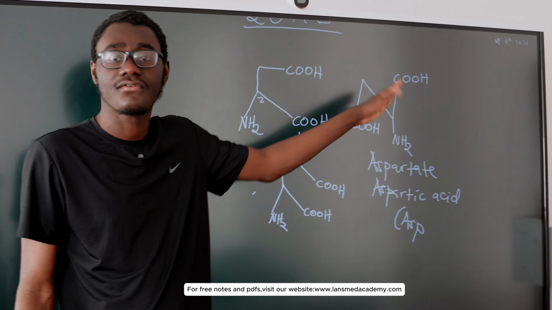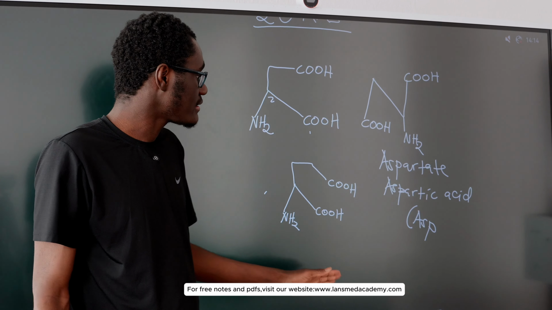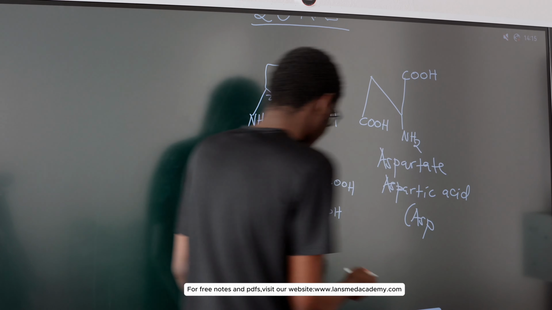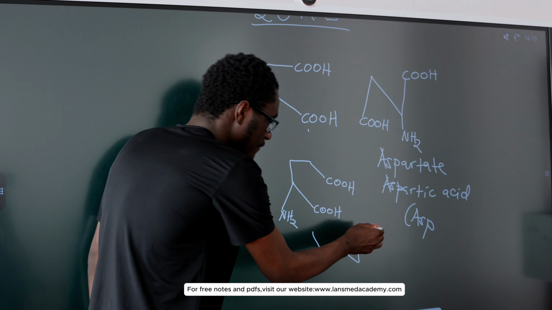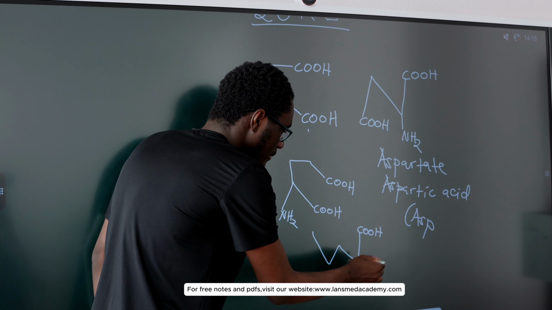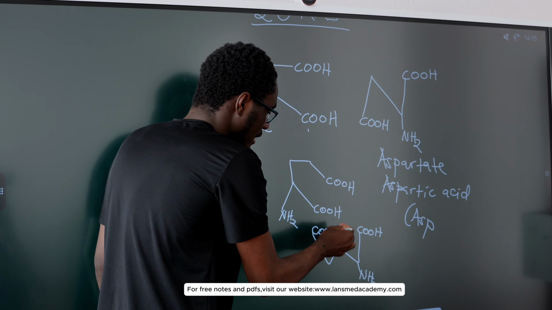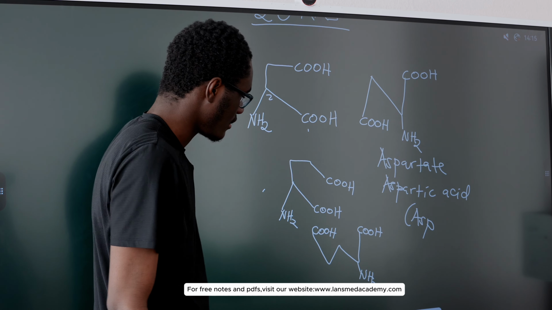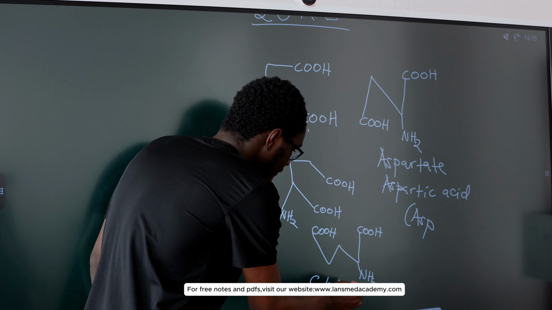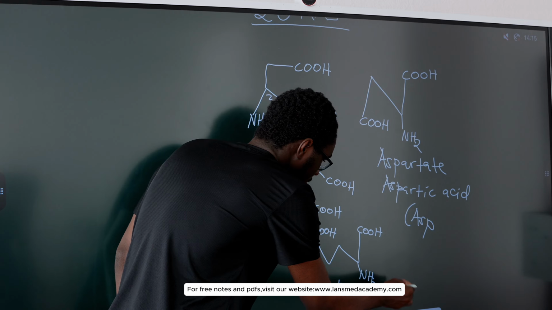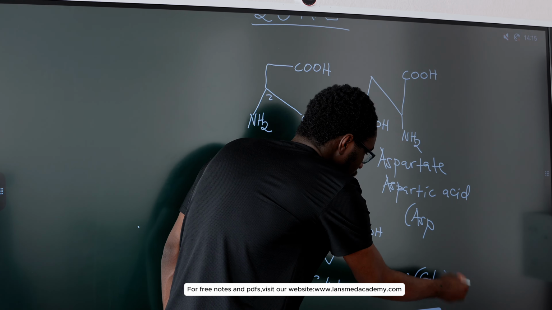The simplest way to remember how to draw glutamic acid is W. So aspartic acid is a 4-carbon amino acid, so it's represented by N, and glutamic acid, W. Like this. So you have your carboxylic acid group here and your amino group here, with the extra carboxylic acid group here. So we have glutamic acid, and the three-letter abbreviation is GLU.